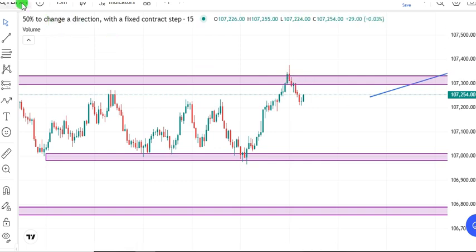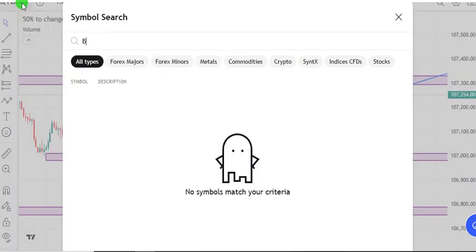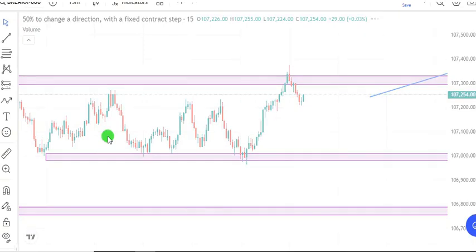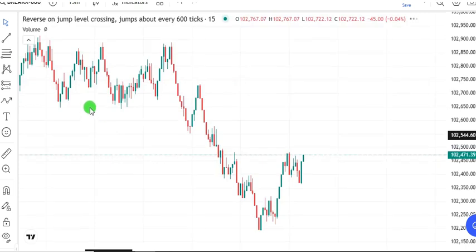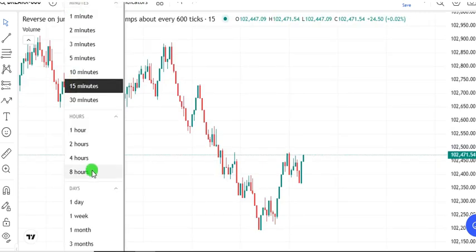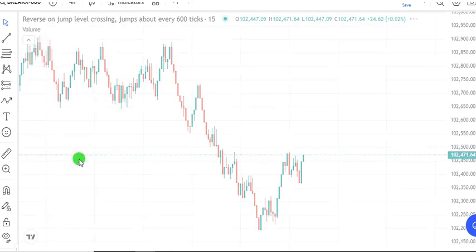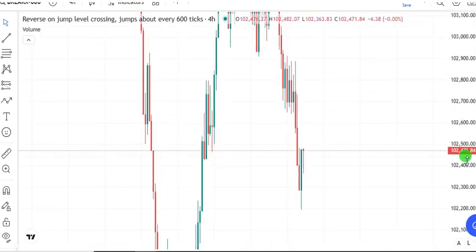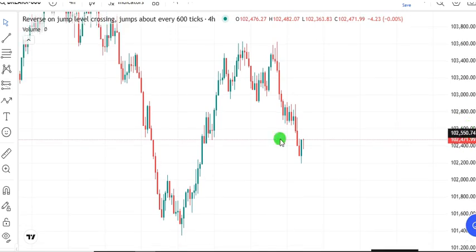So let's go to break. So we're going to break 600. And of course, we go straight first to the H4. Okay, so here it's H4. Taking this down so we at least have a better view.